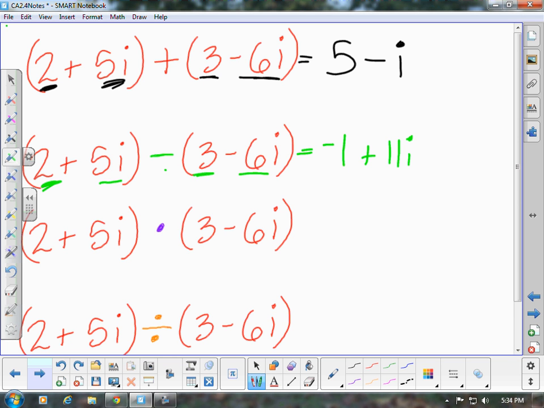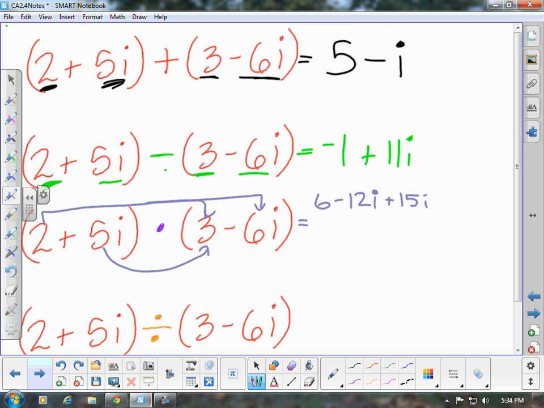Now when multiplying, it's just like if you had x plus 2 and x minus 2, you have to distribute. The 2 has to be multiplied by both things first. So 2 times 3 is 6, and 2 times a negative 6i is a negative 12i. Then you would have 5i times 3, which is 15i. And then finally, you would have 5i times a negative 6i, which is a negative 30i squared, because i times i is i squared.